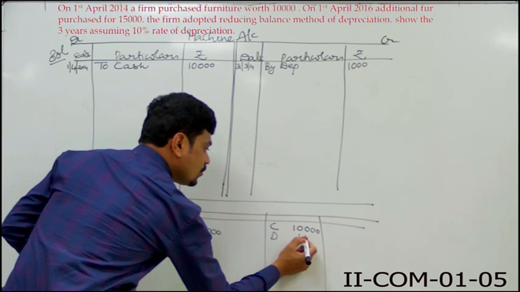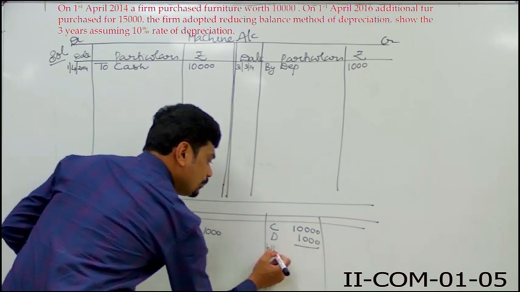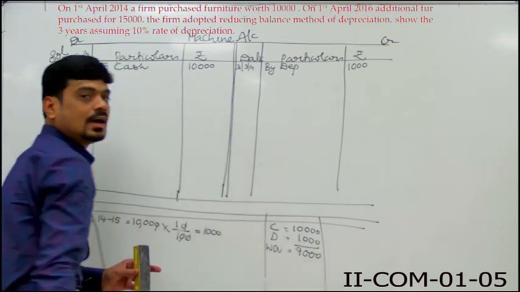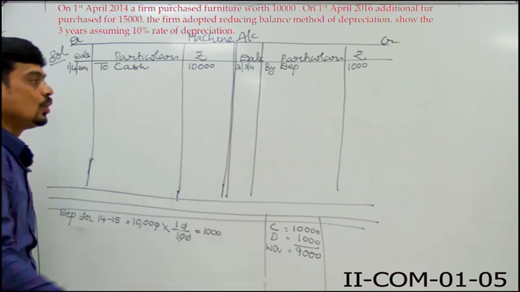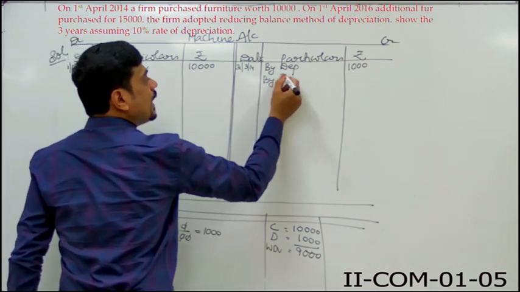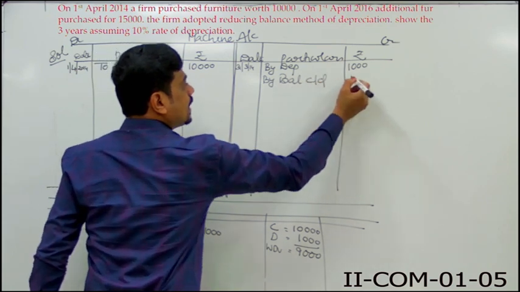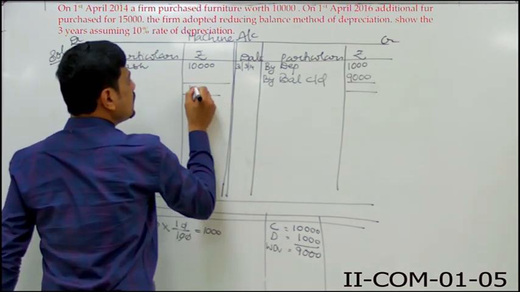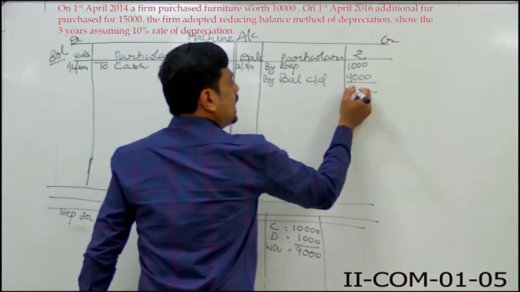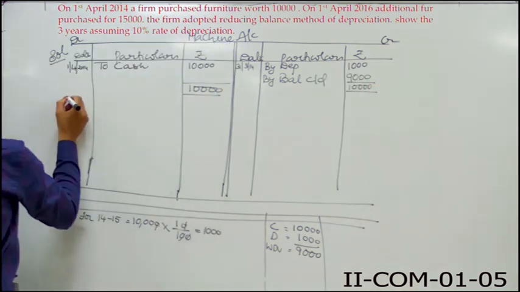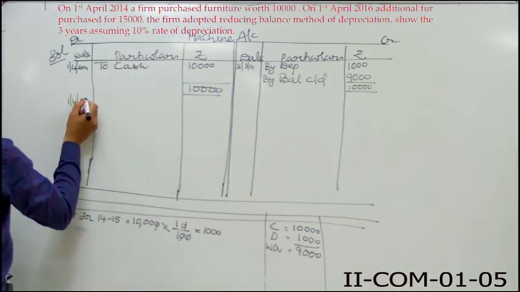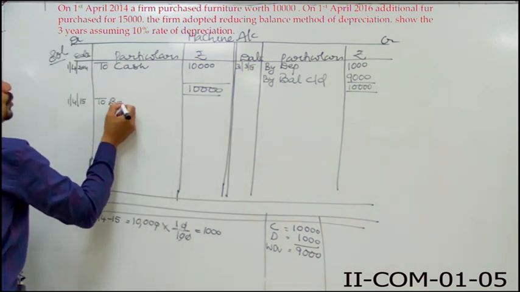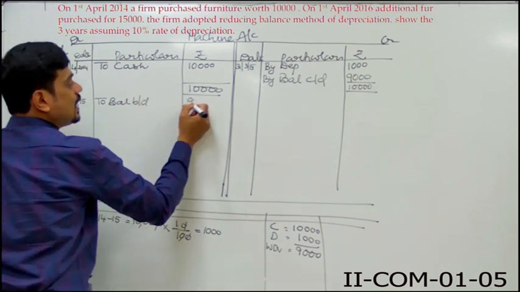So machine number 1 cost 10,000. Depreciation 1,000. The important concept, written down value. How much is the written down value? 9,000. Written down value is 9,000. So here by balance carried down 9,000. Close the account with 10,000. Bring down the balance. 1st April 2015, to balance brought down 9,000.